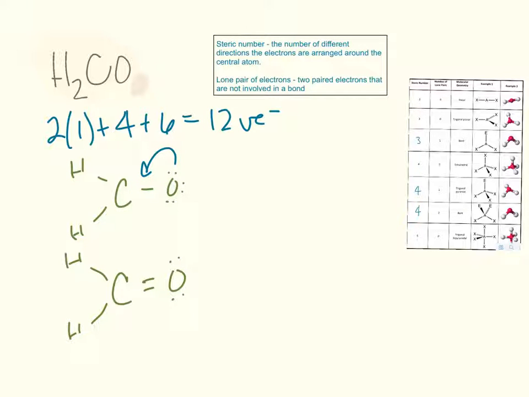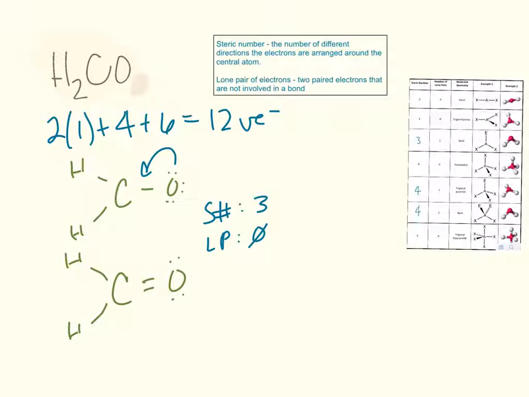And next I have to find my steric number. And my steric number is the number of different directions the electrons are arranged around the central atom. And so around this central atom I have 1, 2, 3 different directions. And then the lone pairs on my central atom, I don't have any lone pairs. There's 0 lone pairs on this carbon.